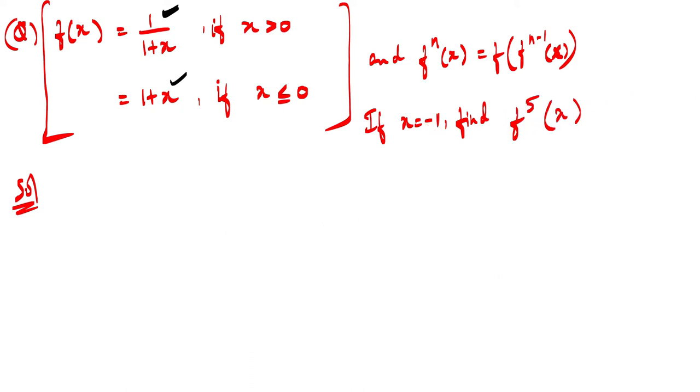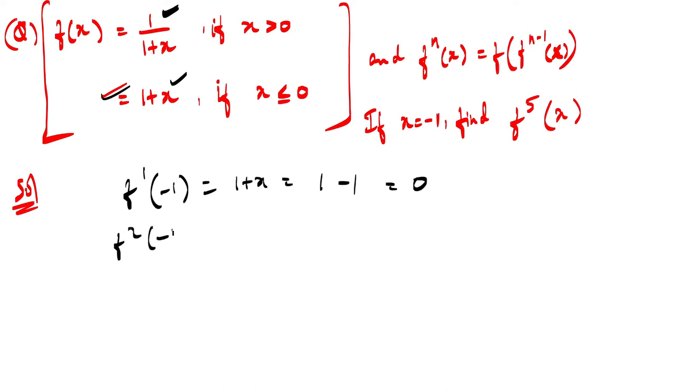So the second one is, if x is equal to minus 1, find f5 of x. I think in this case, we can apply the second condition given here. Alright, so let's calculate. x is equal to minus 1 is given. So f1 of minus 1 will be equal to, since minus 1 is less than 0, we have to take this one, 1 plus x. So 1, what is the value of x? It's minus 1. So this will be 0.